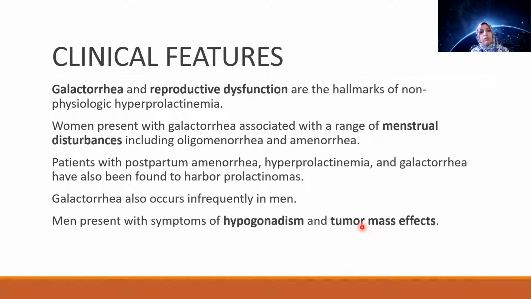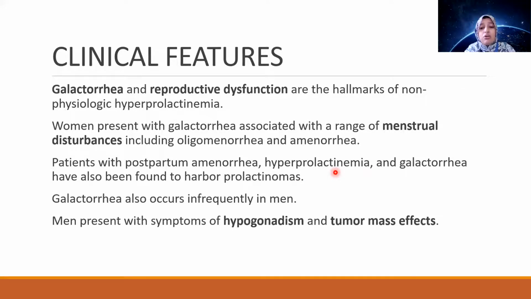Now, let's begin with the clinical features of hyperprolactinemia. Galactorrhea and reproductive dysfunction are the hallmarks of non-physiological hyperprolactinemia, okay? So anyway, if a patient presents with reproductive dysfunction and galactorrhea, think about hyperprolactinemia. Women present with galactorrhea associated with a range of menstrual irregularity, including oligomenorrhea, amenorrhea, there can be menorrhagia, and so on. Patients with postpartum amenorrhea, hyperprolactinemia, and galactorrhea have also been found to harbor prolactinomas.